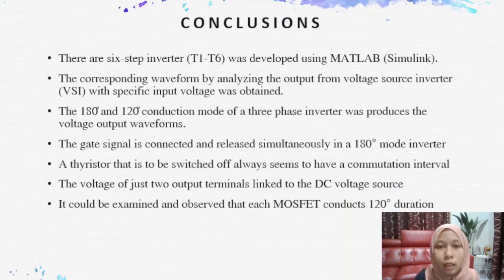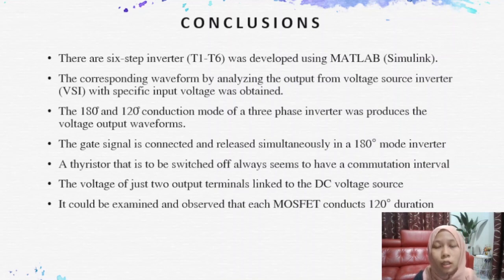However, in the 118 degree conduction mode, this commutation interval is not provided, and therefore there is still a risk of an immediate short circuit of the DC voltage source. At any point throughout the cycle, we can see that the voltage of just two output terminals linked to the DC voltage source is determined in the 120 degree conduction mode.